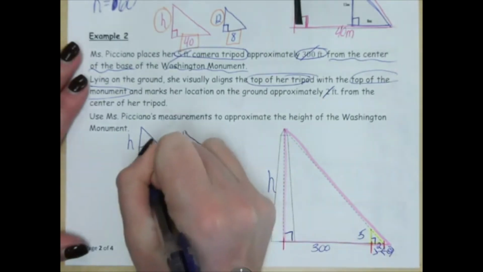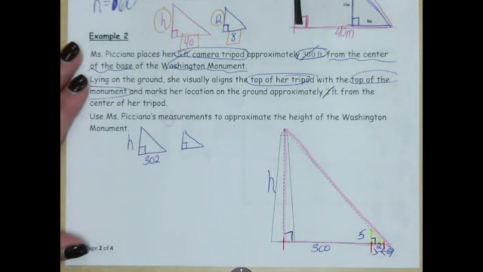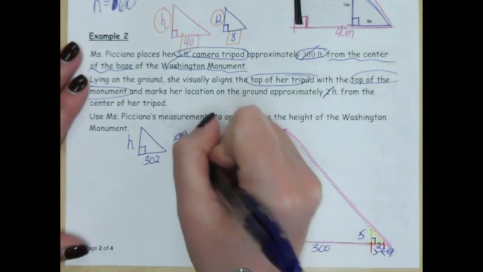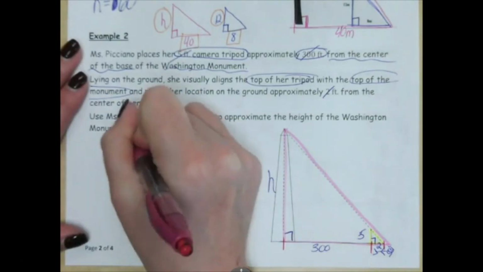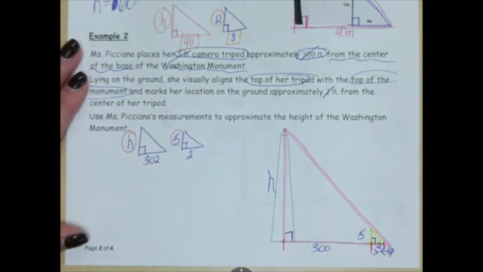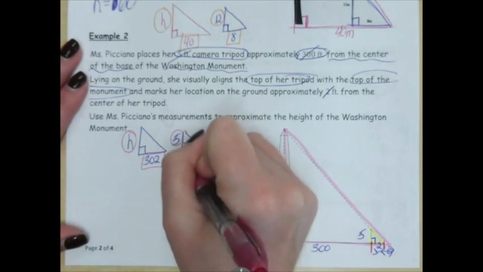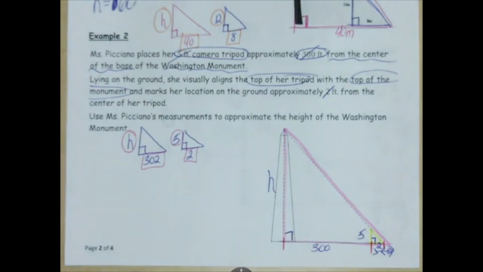All right, so 302. Then I'm going to go back for my tiny little yellow baby triangle. I got 5 and 2, so I'm going to fill those in, 5 and 2. Now I'm ready to rock. Here I go. I'm going to do the height on the mama with the height on the baby, and I'm going to do the base on the mama with the base on the baby. All right, I got to find those corresponding sides so I can set up my proportion and solve.